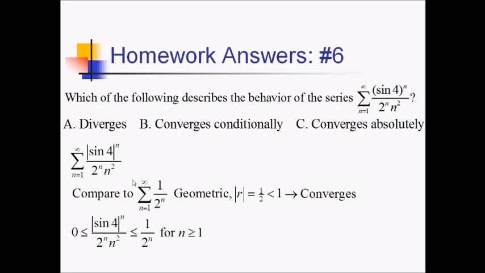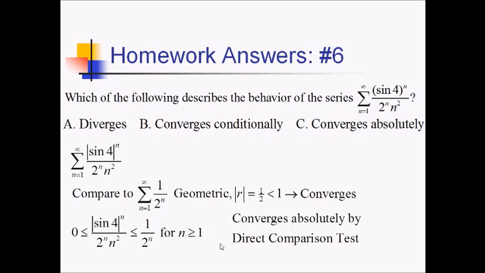So going ahead then, I've shown that my series is less than a converging series, so the original must converge by the direct comparison test. And since the absolute value version of this converged, that means that we're going to converge absolutely by the direct comparison test.